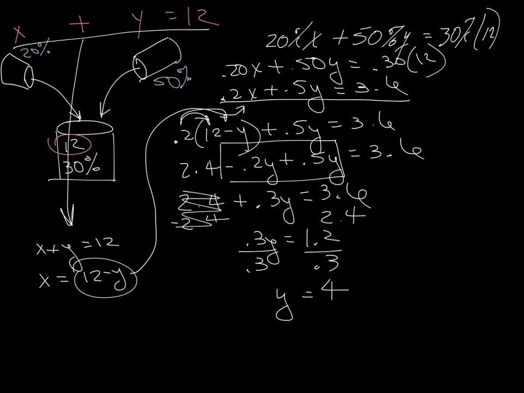Okay, so if y equals 4 and we add our x amount, we're going to get 12 gallons. So we know our x is going to have to be 8. So y is 4, x is 8. So that's how much of the 50% solution, and that's how much of the 20% solution we're going to dump into this can to get a 30% solution. Okay, so that's it for lesson 3.9.